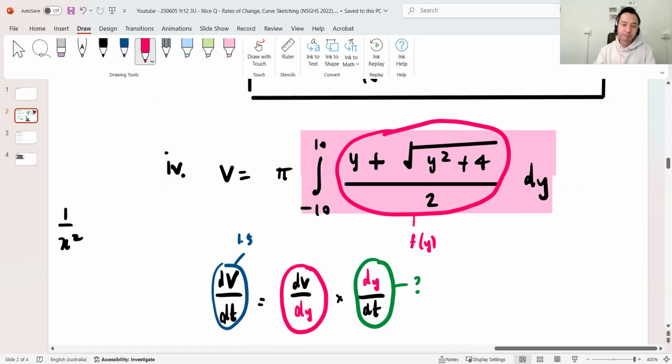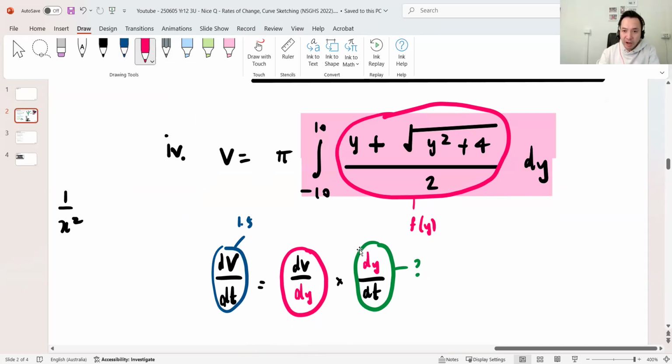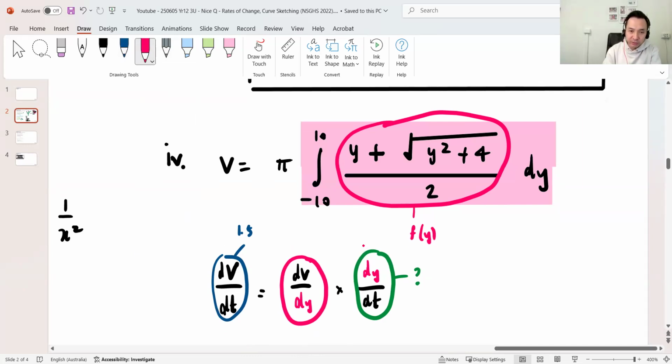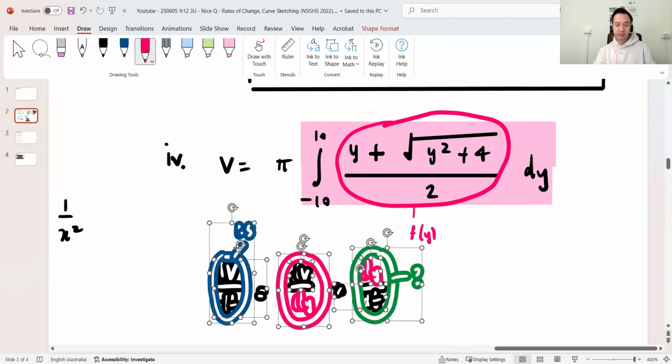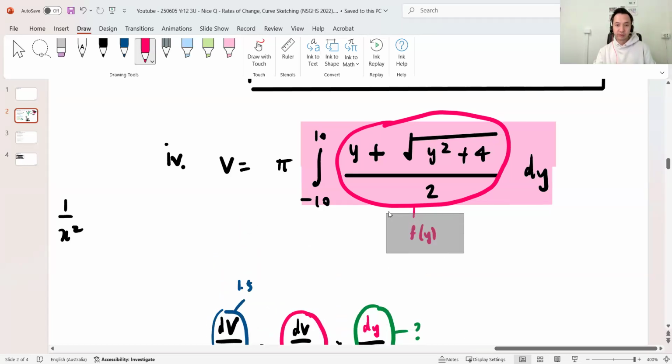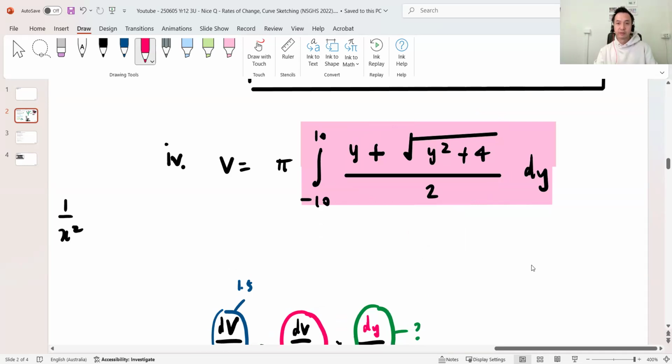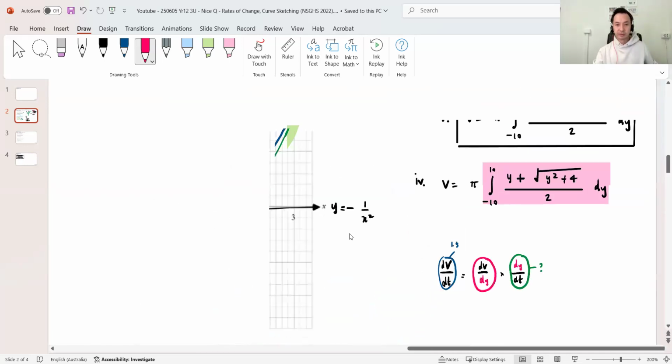Now, I know the integral of this function, dy, is the volume. So dV/dy would be the thing inside, because if you think about it, let's see if this makes sense. If I come back up a step here, I get rid of this concept here. Actually, let me go down a step.